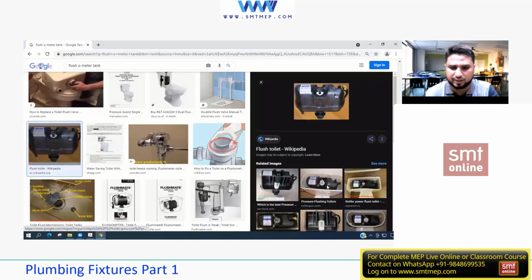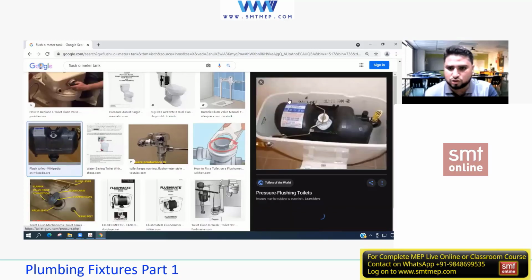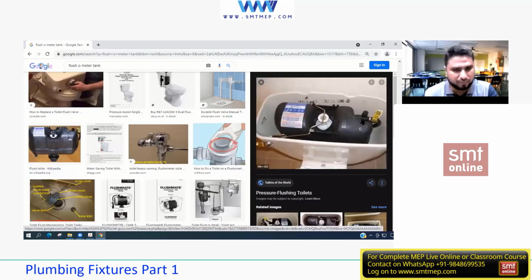See this image, everyone. This is a flushometer tank. It has the same capacity of 1.6 gallons per flush. It holds the same amount of water. But inside, this is called an air accumulator. This one knob has been connected to this air accumulator. This is actually a piston, which is filled with compressed air inside. And here is the water supply into it.